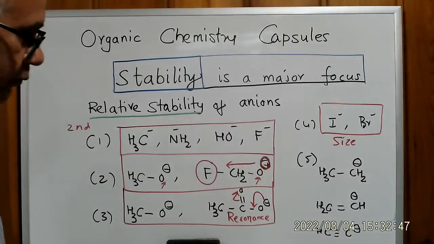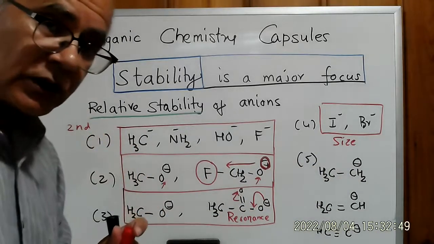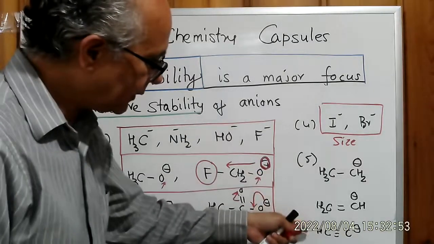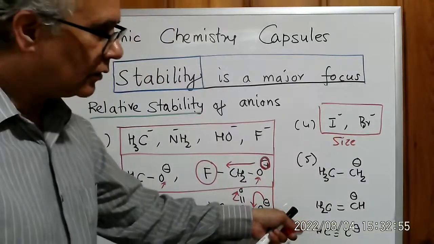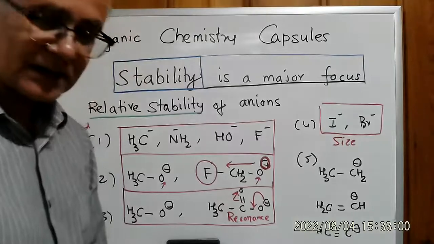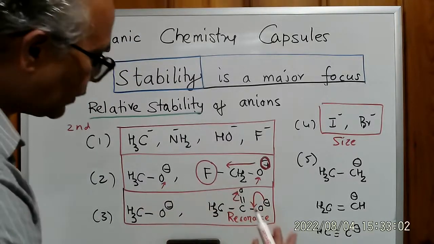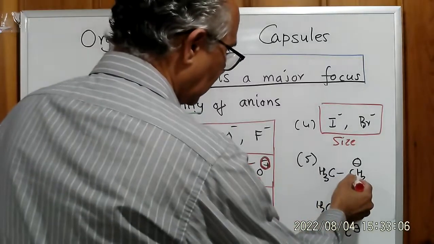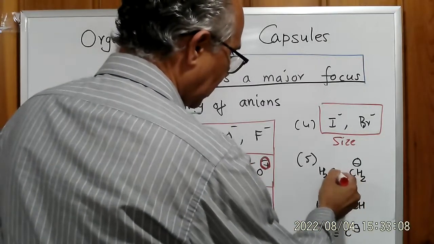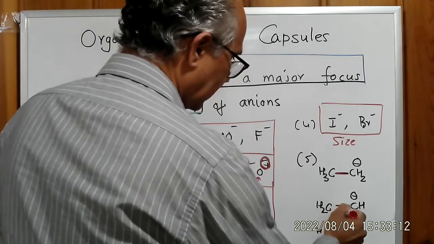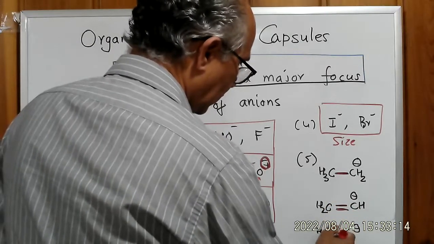Here the negative charge is on carbon. Three examples, three different ions. The negative charge is on the carbon in each of these cases. But what's the difference? The difference is this carbon is connected to the other carbon by a single bond, this carbon by a double bond, and this carbon by a triple bond.